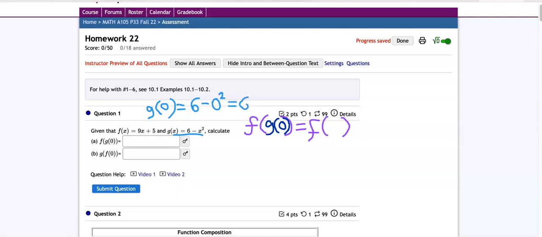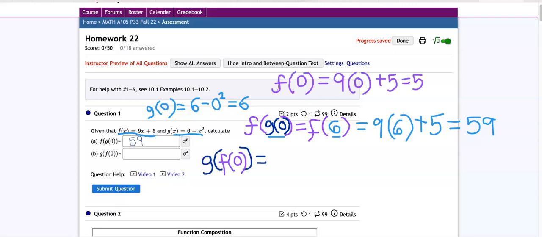So this output of g of 0 now gets plugged in here. Why? Because g of 0 is equal to 6. And now I have to evaluate f of 6. So here's the f function. We're going to just evaluate as we have in the past. I'm going to replace x in this f function with 6. And then I have 9 times 6 plus 5, so 54 plus 5, which is 59. So 59 is the answer to part A. That goes right in here.